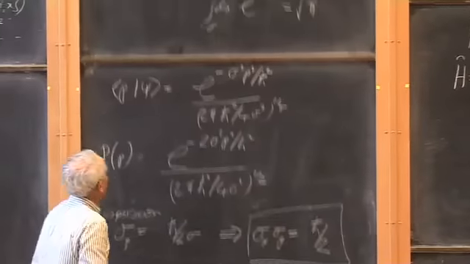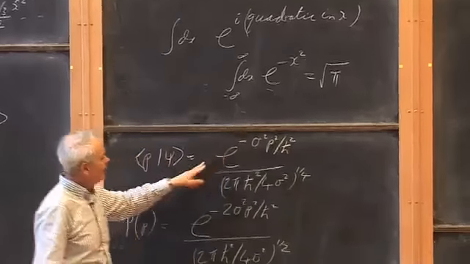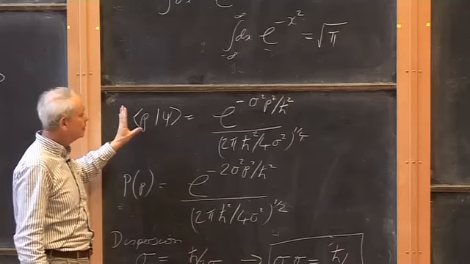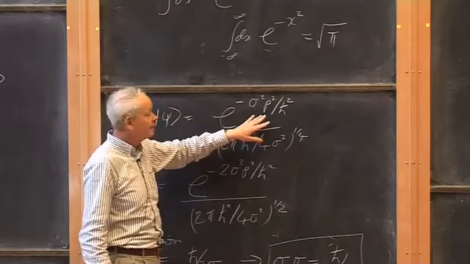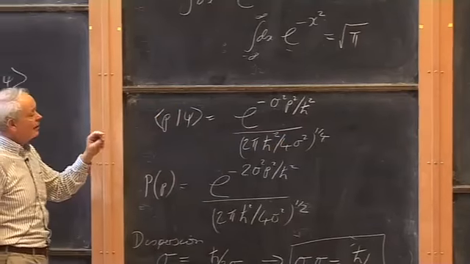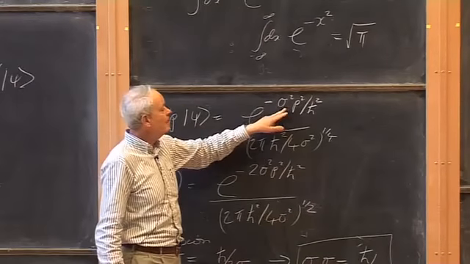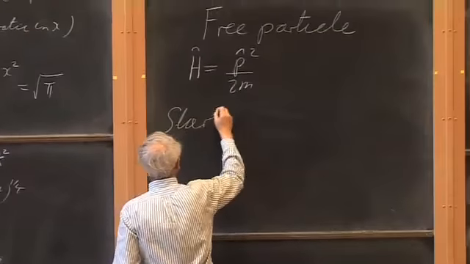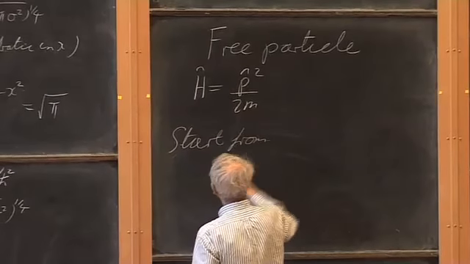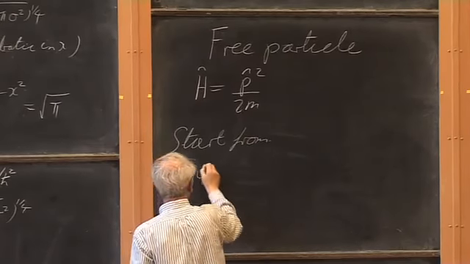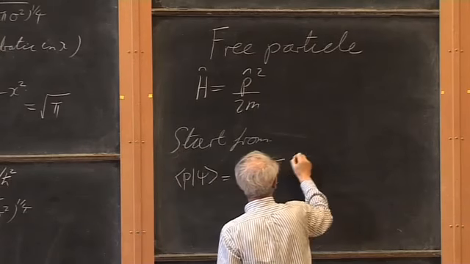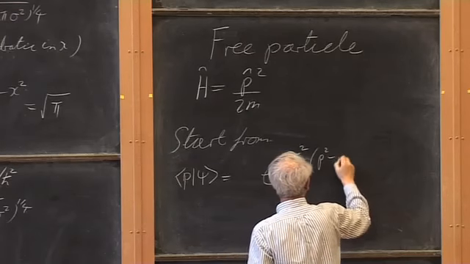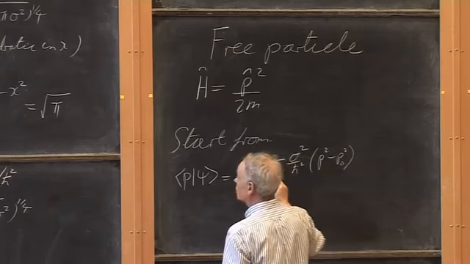So this is the wave function, a complete set of amplitudes with respect to momentum of a particle which is localized at the origin and has a mean momentum. Suppose we start from psi of p is e to the minus sigma squared over h bar squared, p squared minus p naught squared. Sorry, p minus p naught.